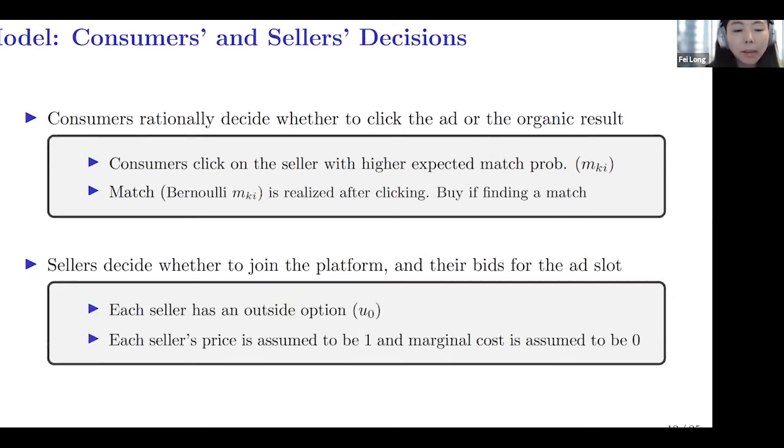We want to model that sellers have an alternative. There's an opportunity cost of selling at Amazon. We call that the offset option. So if selling at Amazon gives them more profit than their alternative, they will join Amazon. Otherwise, they will not. And if they decide to join Amazon to sell, they can decide how much to bid for the ad slot. Again, bidding zero is always an option. They don't have to bid if it's not profitable for them to do so.